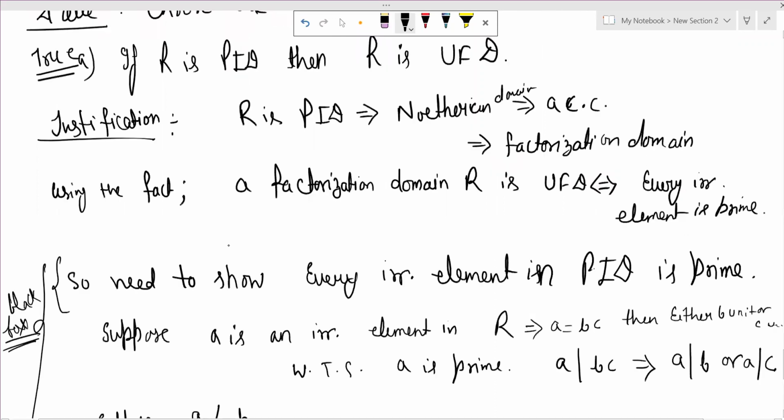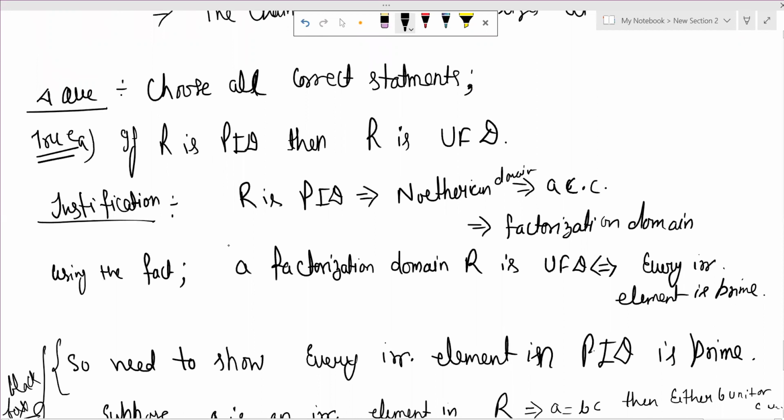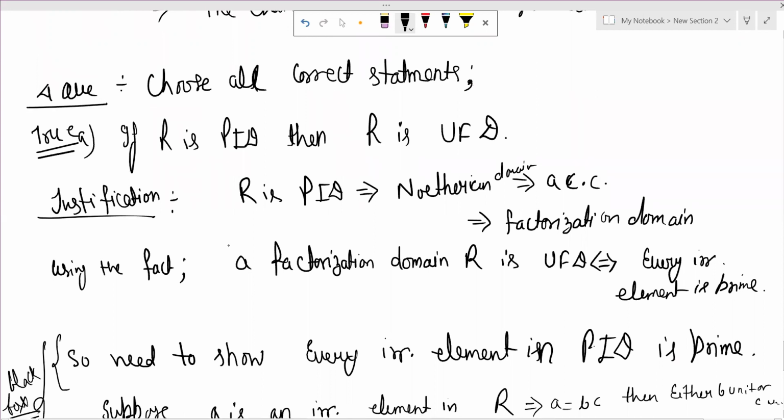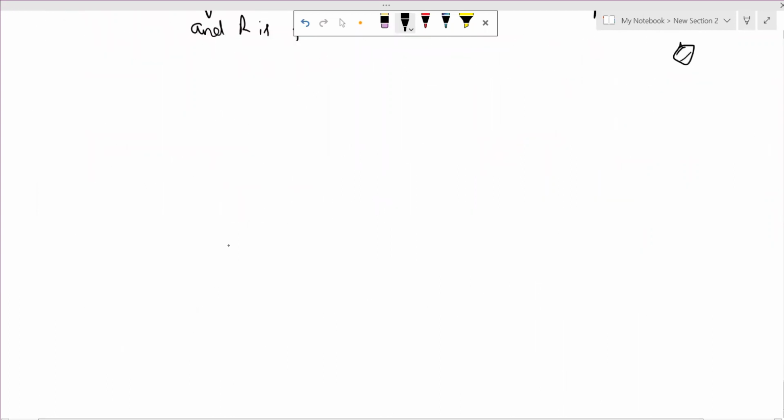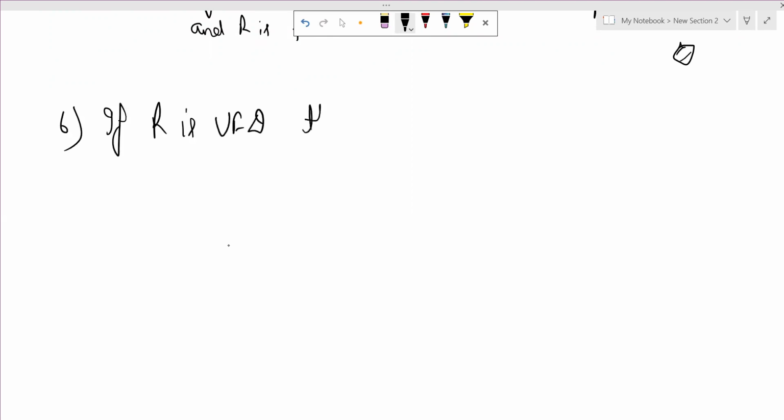So what we have to prove? If R is a PID, then R is a UFD. We proved this one. Right. So now the next one: if R is a UFD, then R is a PID. Tell me, is this true or not?